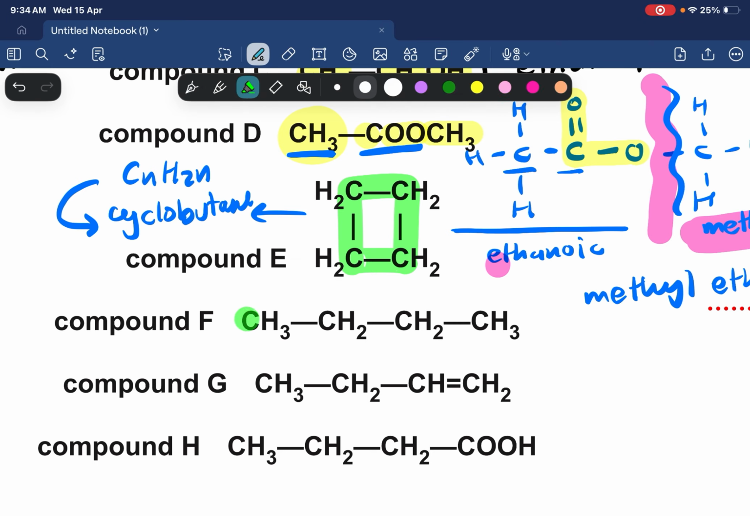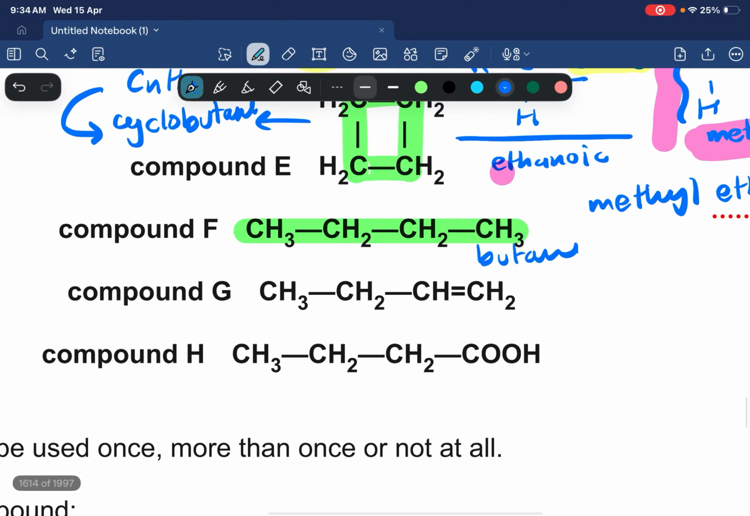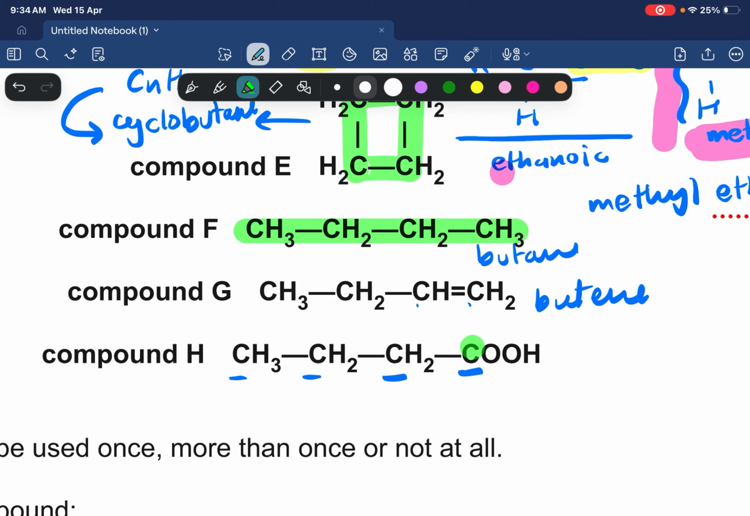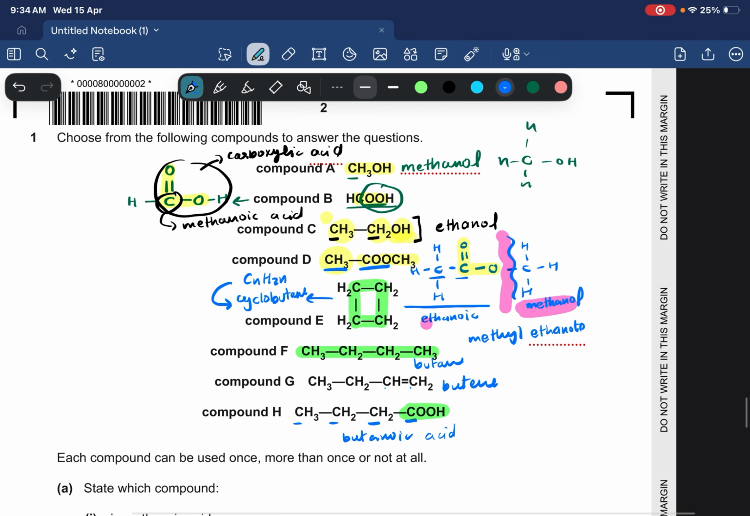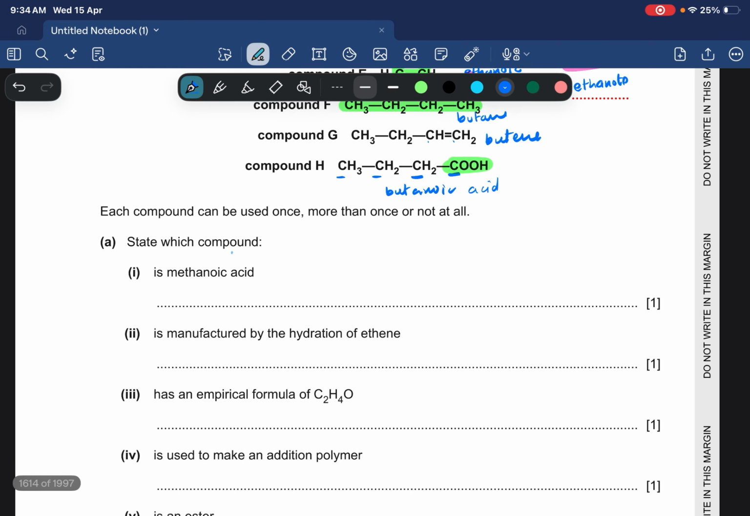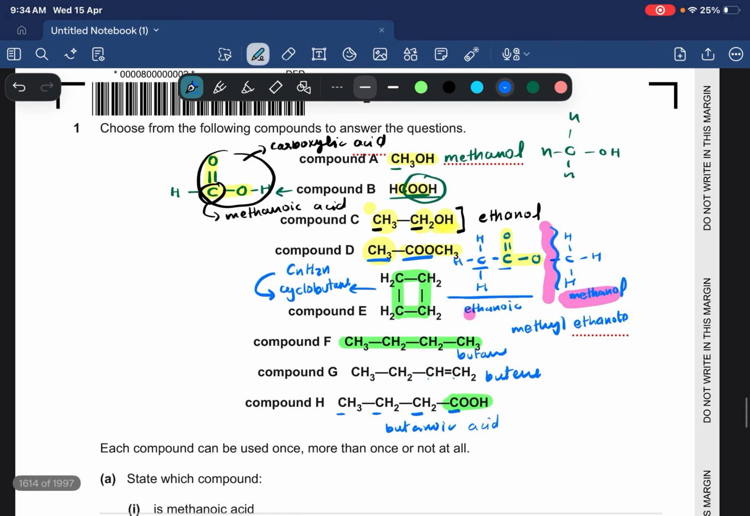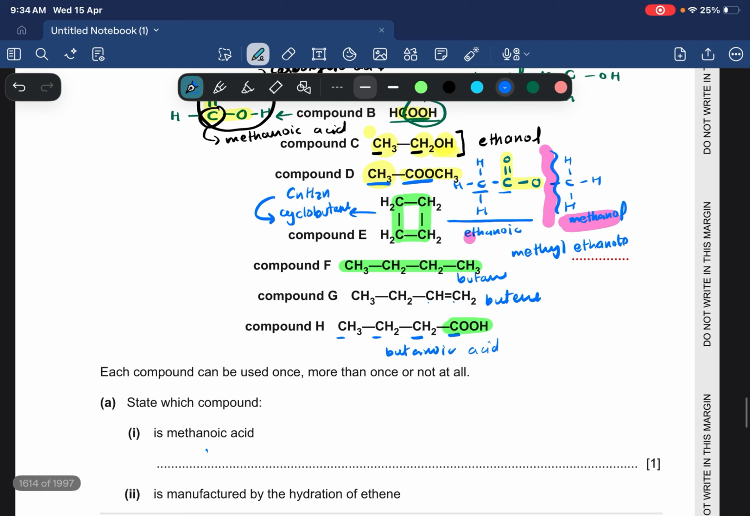Okay. Next we have a straight chain alkane, which is 1, 2, 3, 4. That's butane. Next we have 1, 2, 3, 4. This is butene. Then we have 1, 2, 3, 4 carbon atoms and then this carboxylic acid functional group. So this is my butanoic acid. Now I have deciphered all the stuff that I needed to. I can simply move on. State which compound is methanoic acid. I just figured it out. This one, compound B, is my methanoic acid.